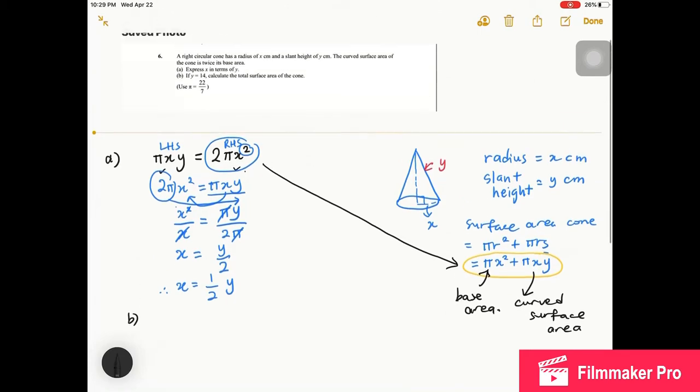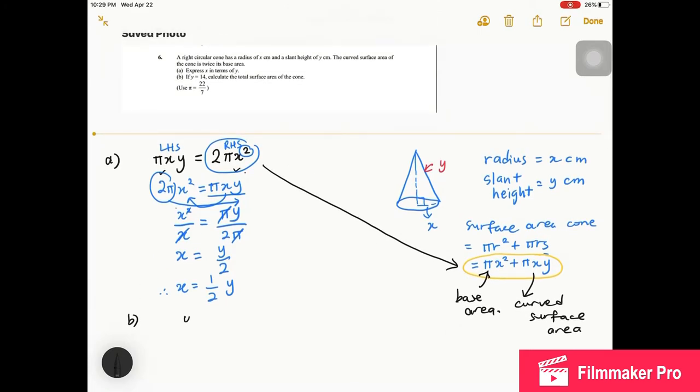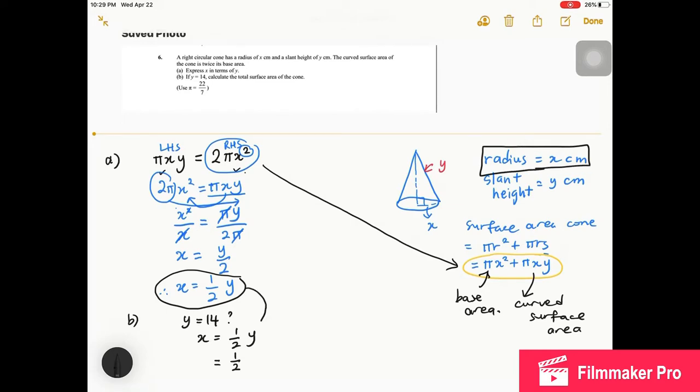So for question B, the question said that y is equal to 14. Now what if our y is equal to 14? Calculate the total surface area of the cone. Still, we are taking this because y is given as 14, right? So we take this to find our x. What is our x just now? x is our radius. So from here, I take this and I just substitute my y to be 14. So my x is equal to 7 cm. So x is the radius.